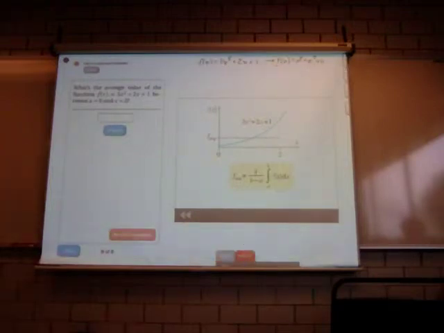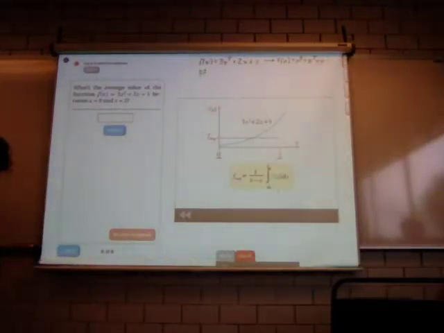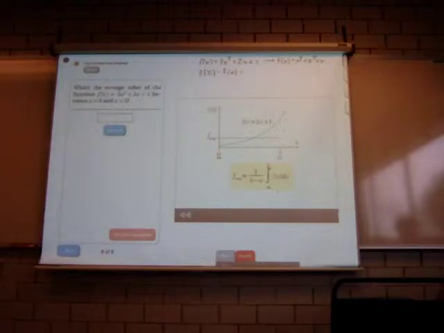Here's an antiderivative of our function. To compute this integral, we have to evaluate it at a and b. Here, a is 0 and b is 2. The integral is equal to big F of 2 minus big F of 0. So let's evaluate this. Big F of 2 is 8 plus 4 plus 2. That's a total of 14. F of 0 is 0 plus 0 plus 0, which is 0. So this integral is equal to 14. And that's this part of the expression. So now what we have to do is take this 14 and divide it by b minus a.